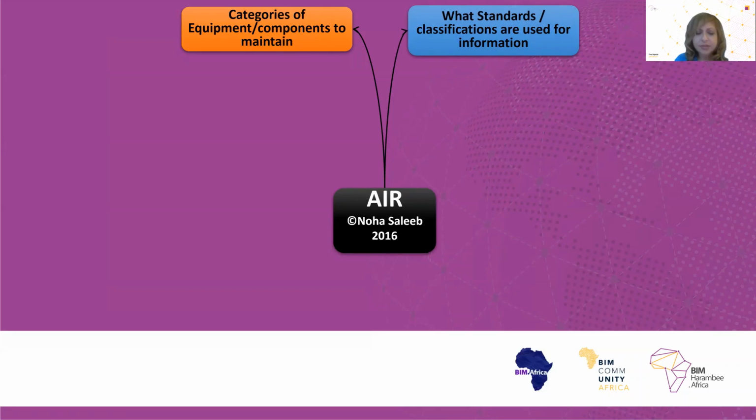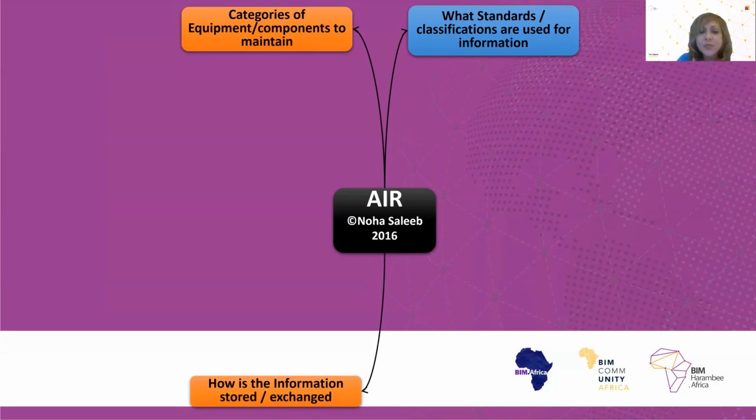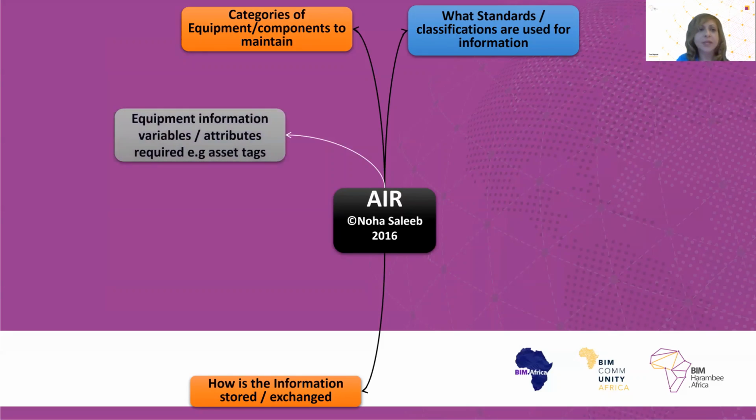The other one here is related to the standards and classifications that are to be used as a benchmark for these components within the asset. The third one is how the information is going to be stored about these components, and how it is going to be exchanged between the different parties, especially when we're talking about FM and OM stages, facilities and operations management. What are the different characteristics and attributes that need to be collected about each of these components or systems?